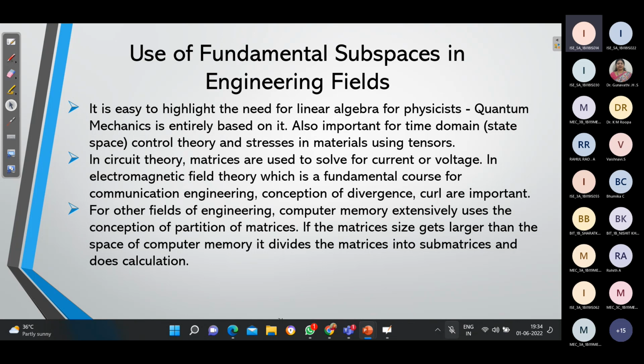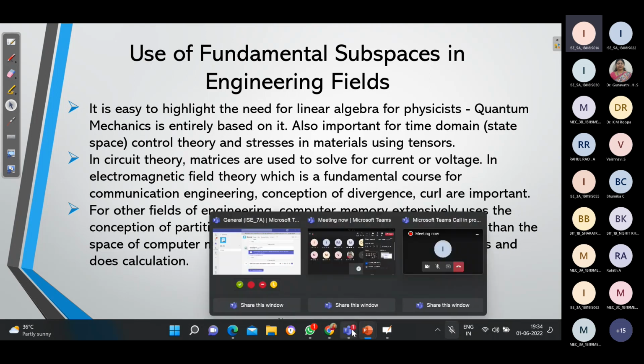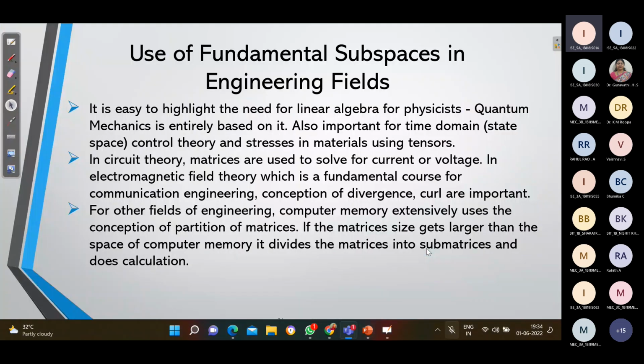In other fields such as computer engineering, memory management extensively uses the concept of partition of matrices. If the matrix size gets larger than the computer memory space, it divides the matrix into submatrices and does the calculation. For all this, we can also implement it and get the results instead of manually calculating everything. As we did for fundamental subspaces, where we had a Python code to calculate all, we can also try writing code for all this. So these are the uses of fundamental subspaces in engineering fields. Over to Pramod, he'll be teaching the problems going forward.